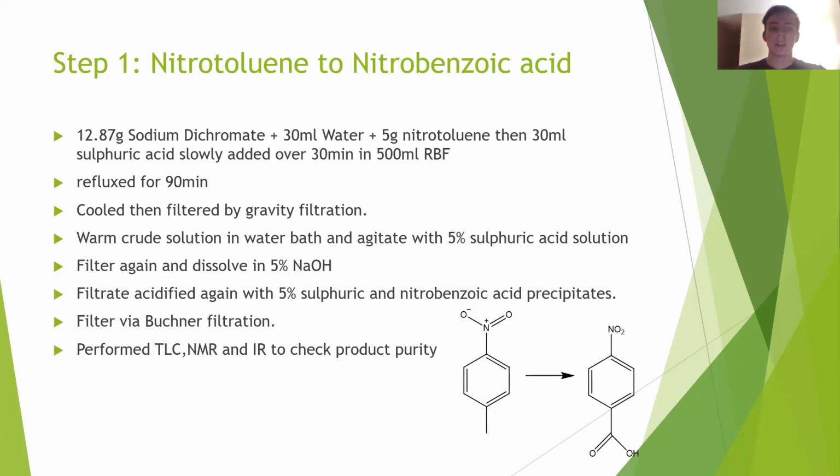After the 90 minutes had passed, we cooled it down by removing it from the heating apparatus and left it to cool. We then filtered it by gravity filtration. We warmed the crude solution in the water bath and agitated it with 5% sulfuric acid solution. We then filtered it and dissolved it in 5% sodium hydroxide. The filtrate was then acidified with 5% sulfuric acid, and the nitrobenzoic acid would precipitate.